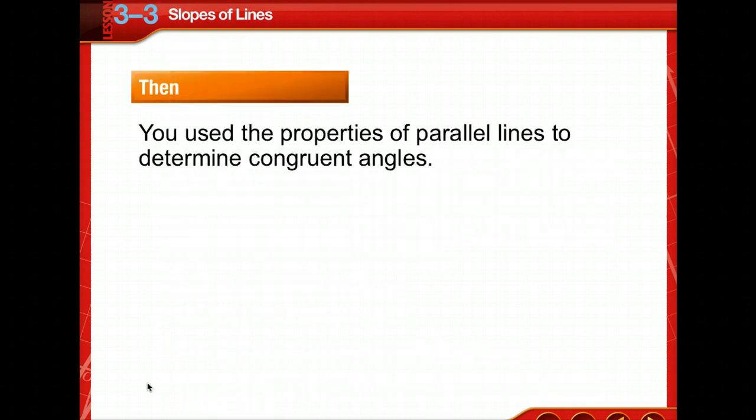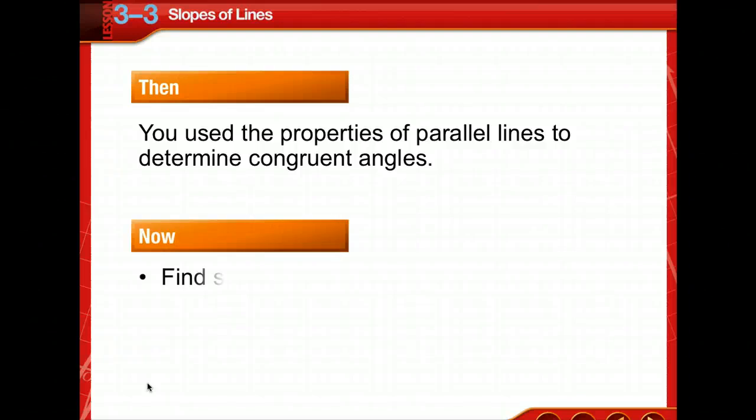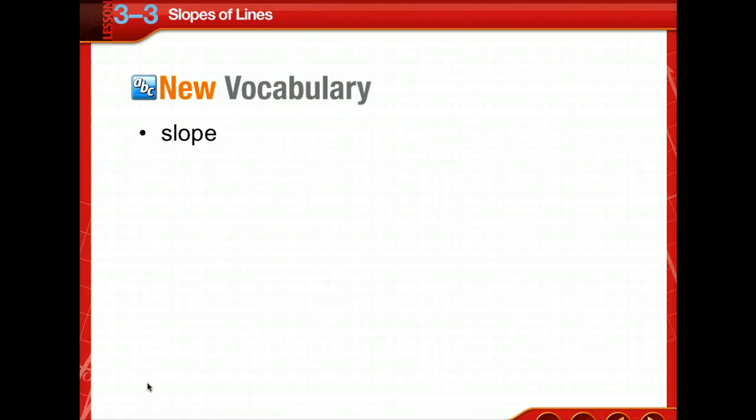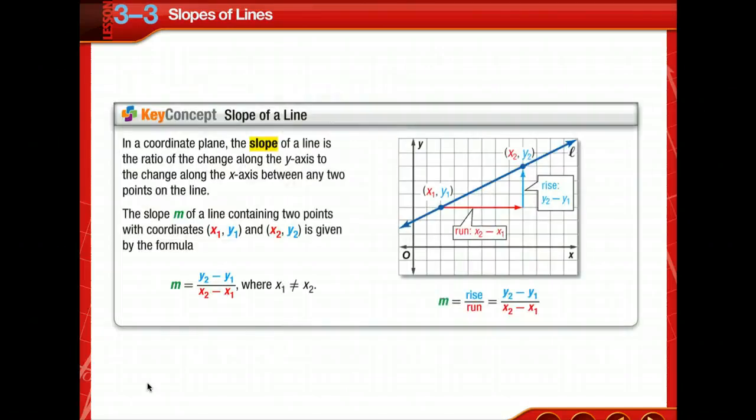Previously, you've used the properties of parallel lines to determine congruent angles. And now we're going to find slopes of lines, and we're going to use slope to identify parallel and perpendicular lines. We only have two new vocabulary words, which aren't so new: slope, and rate of change may be something a little different. It's another term for slope when it's not the same all the way across the line, when we take the average.